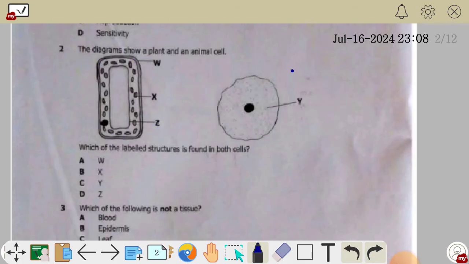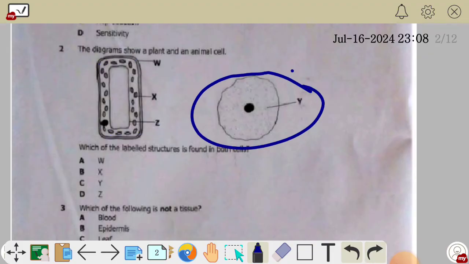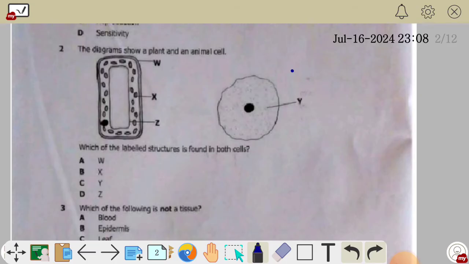The cytoplasm, which is Y, is found in both plant and animal cell. So the correct answer here is C. C is a structure which is found in both cells. In a plant cell there is cytoplasm, and in an animal cell there is cytoplasm. So the correct answer is C.